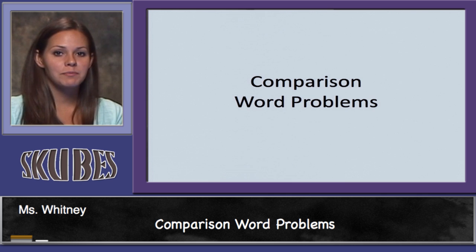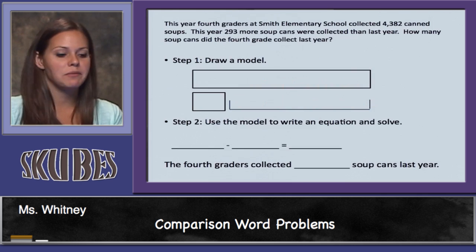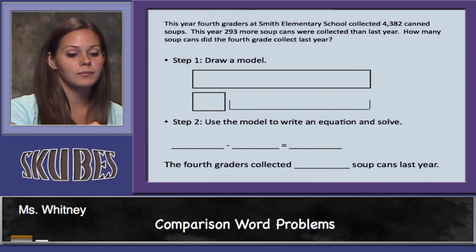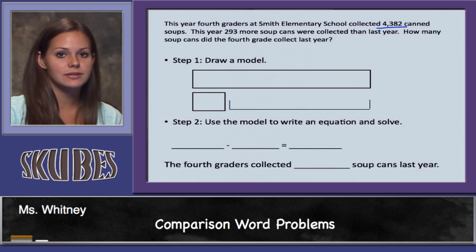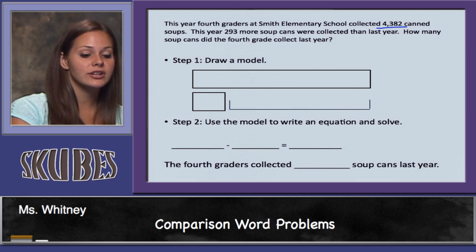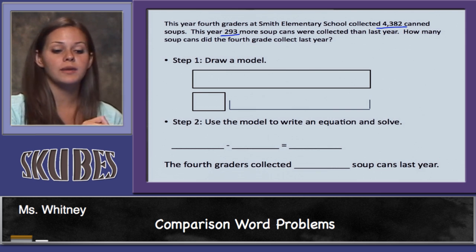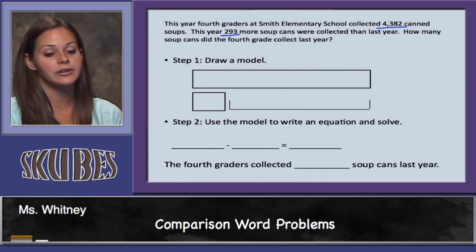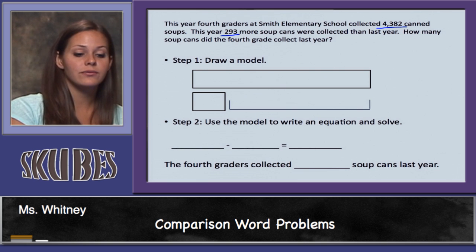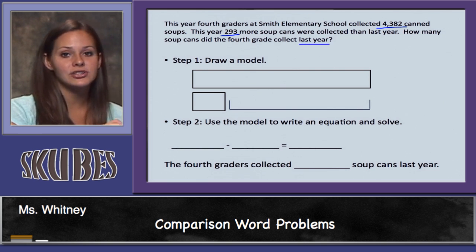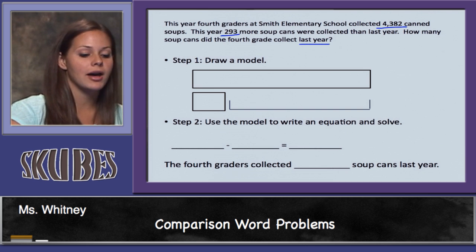Today we're going to solve comparison word problems. Here's our first example. This year, 4th graders at Smith Elementary School collected 4,382 canned soups. This year, 293 more soup cans were collected than last year. How many soup cans did the 4th grade collect last year? Let's first draw a model.